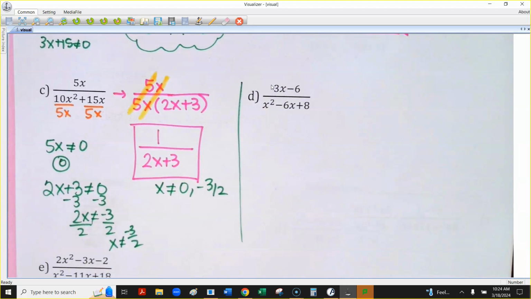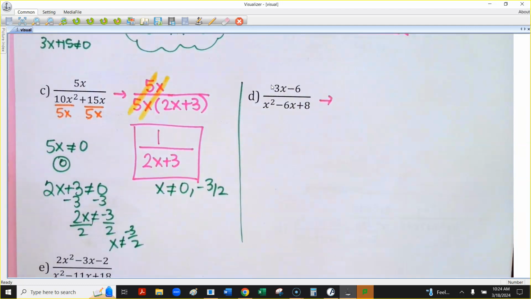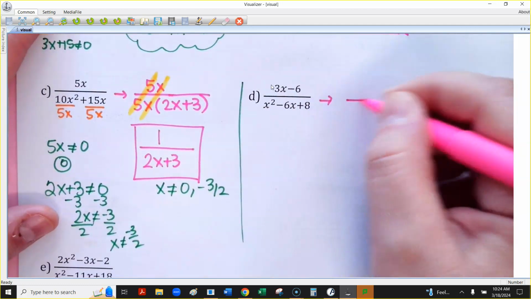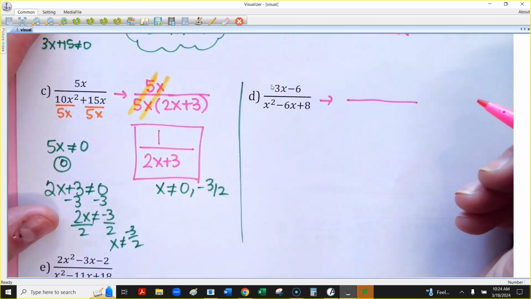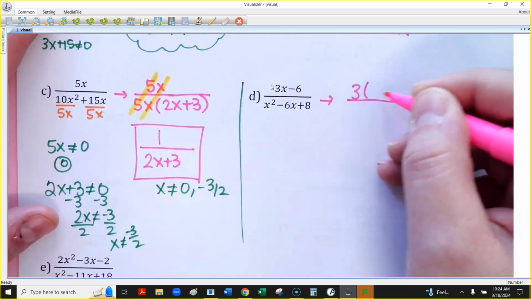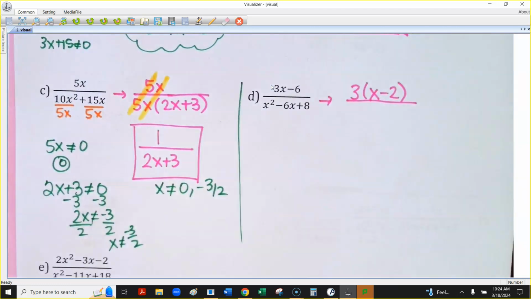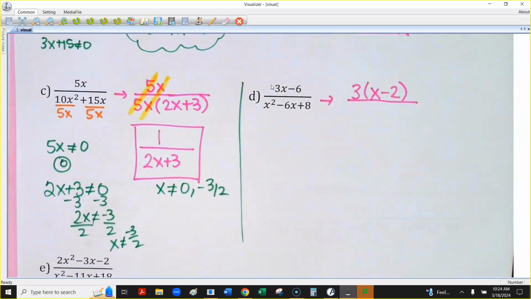All right, let's see this guy. Now, the top of this, all I'm going to do is see if I can find a greatest common factor between 3 and 6. Can you guys think of anything 3 and 6 have in common? 3. All right, so if I take a 3 out, what would you have left? Perfect.